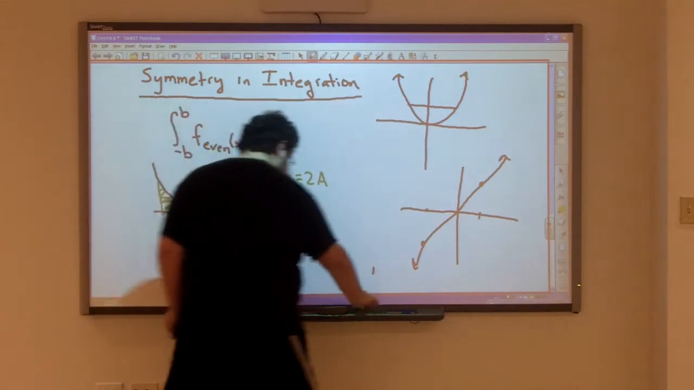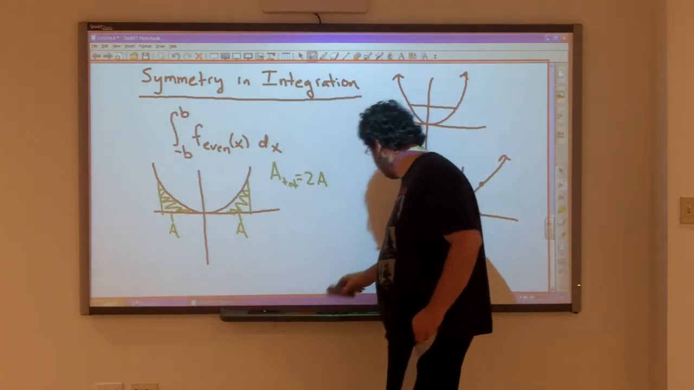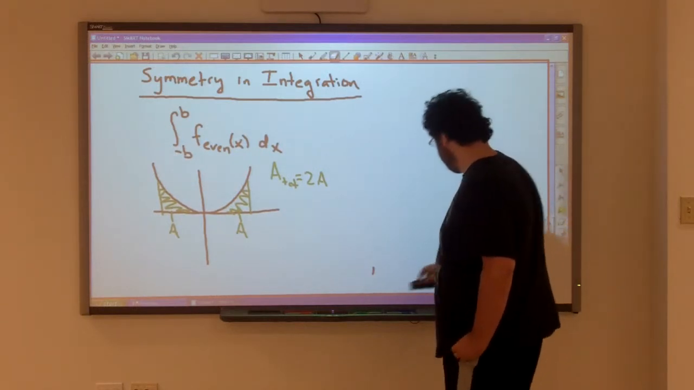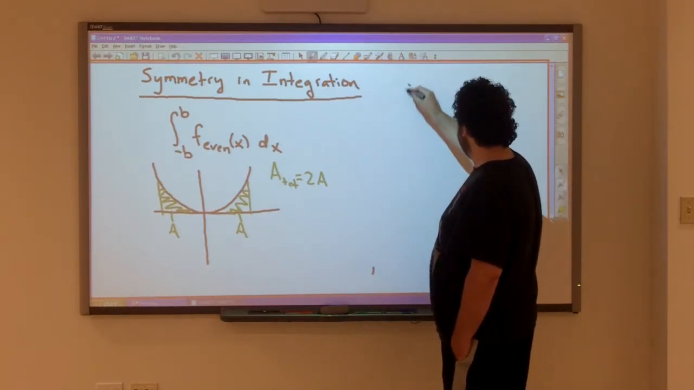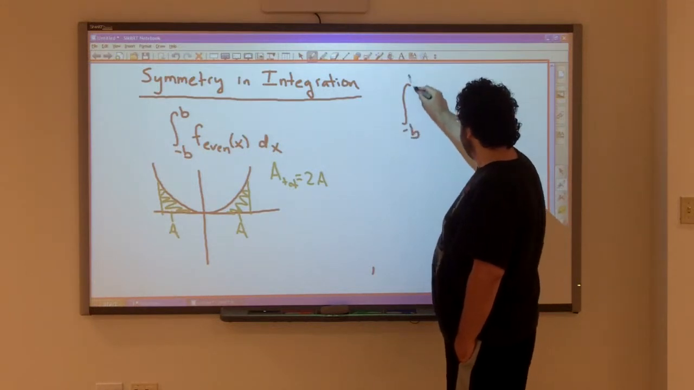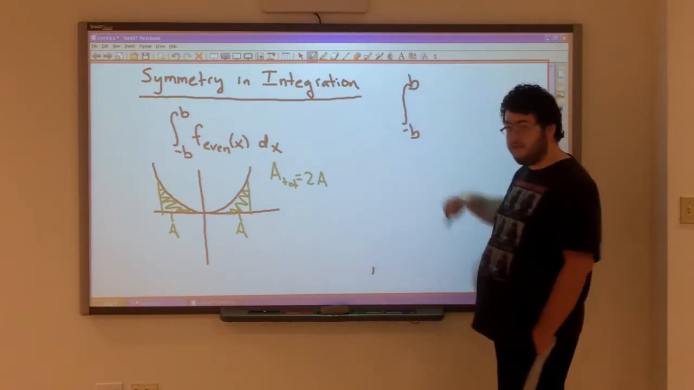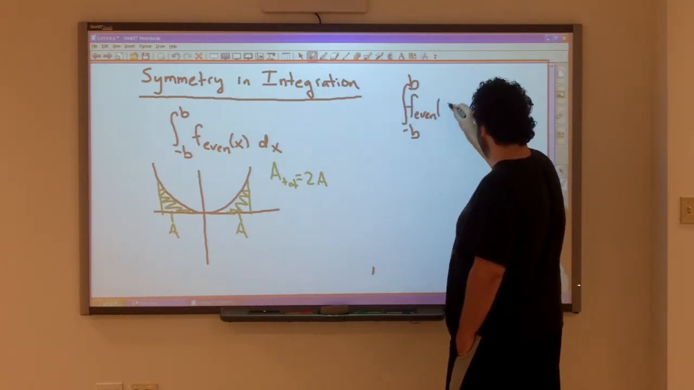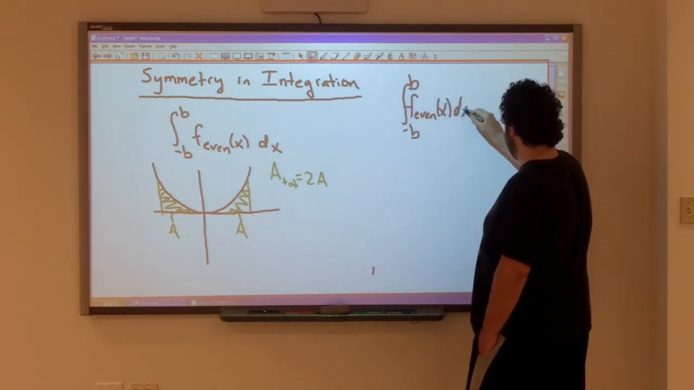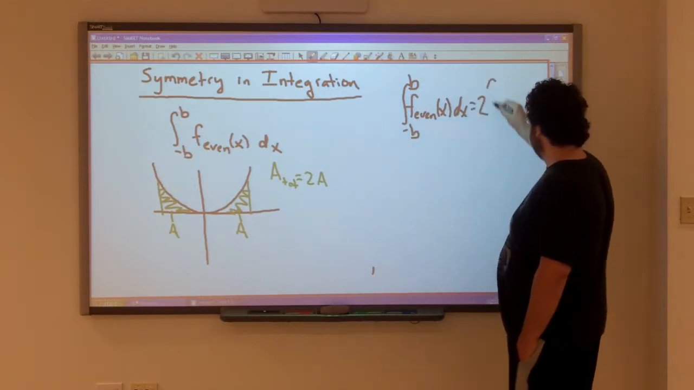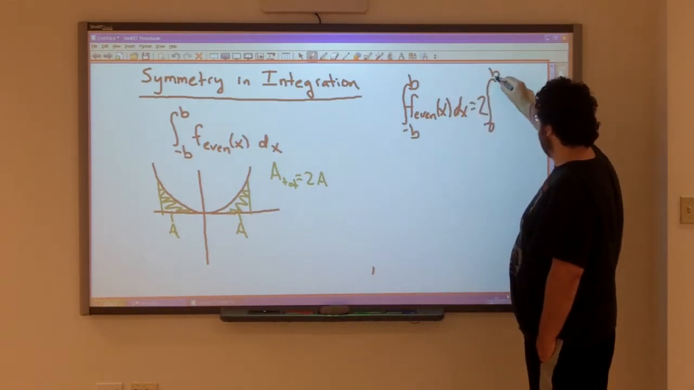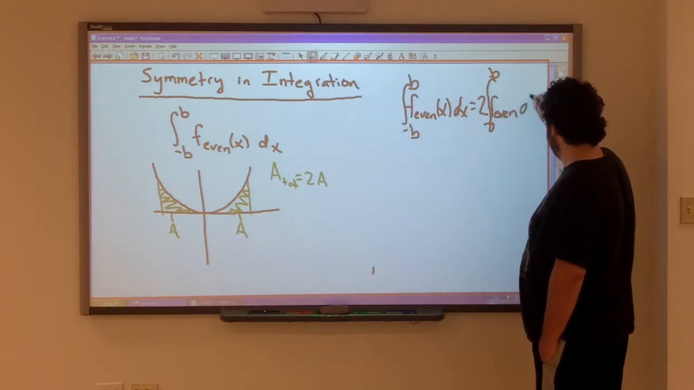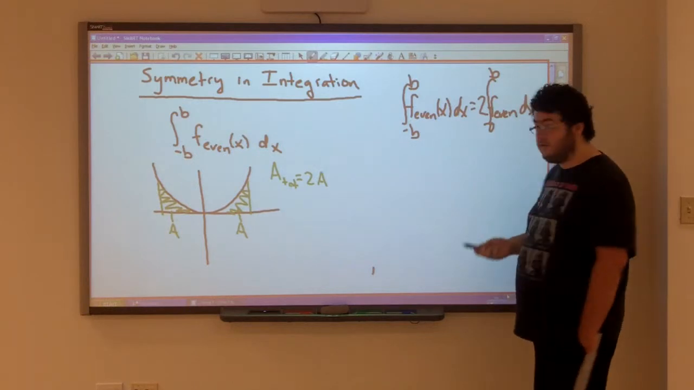So we can simplify the integral of an even function. The integral from negative b to b, so the bounds have to be the same, just negative of each other, of f even is really just 2 times the integral from 0 to b of f even dx. Let's do an example of this.